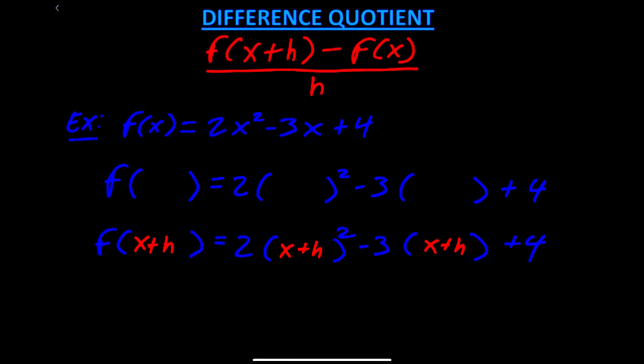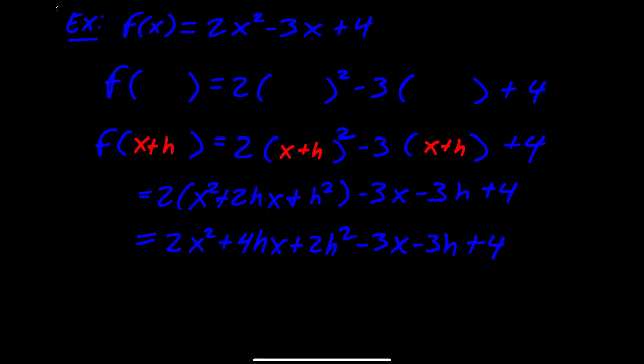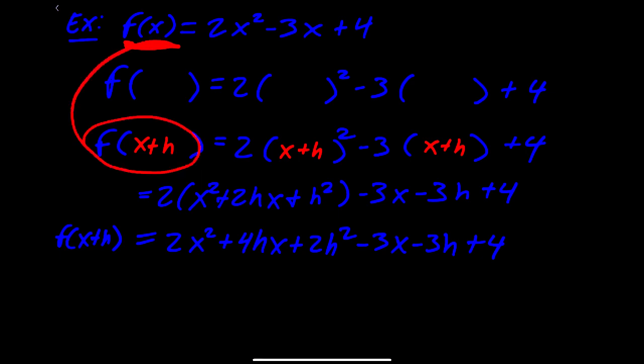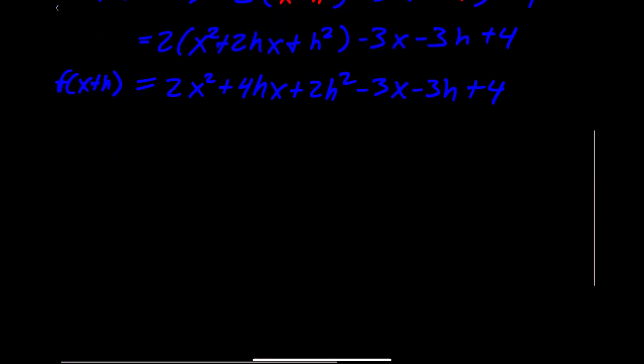From here, we can move on and plug everything into the difference quotient formula, or we can simplify f of x plus h by expanding everything. I'm going to do that. I'm going to expand everything, see what we end up with. And now we have the fully expanded form of f of x plus h. And we have f of x from way back here in the beginning. So we're good to go. Let's start plugging things in to the difference quotient formula and see what we end up with.